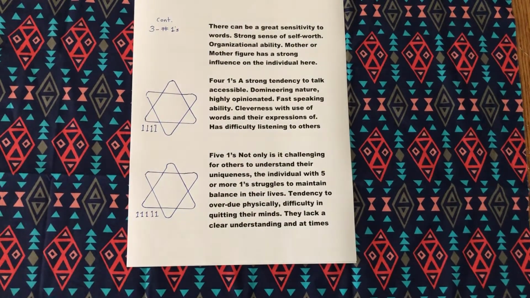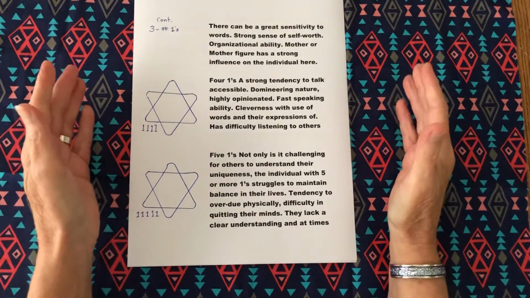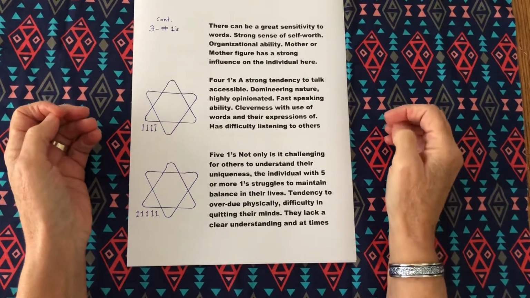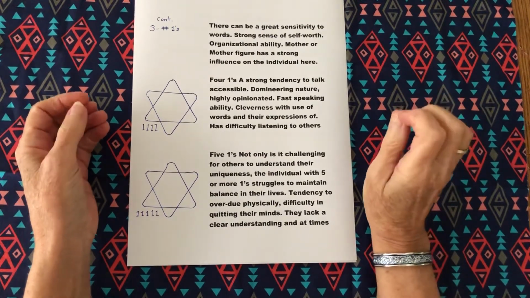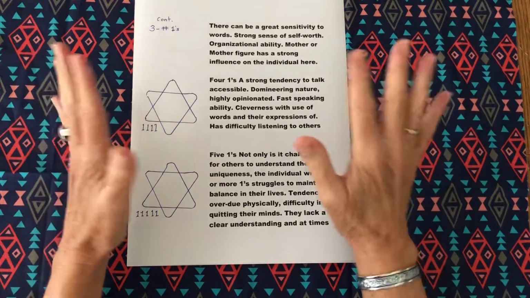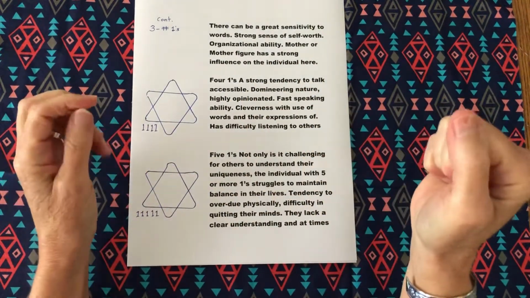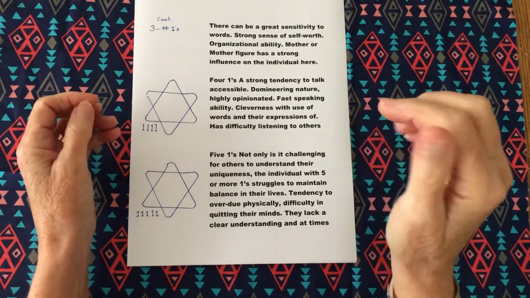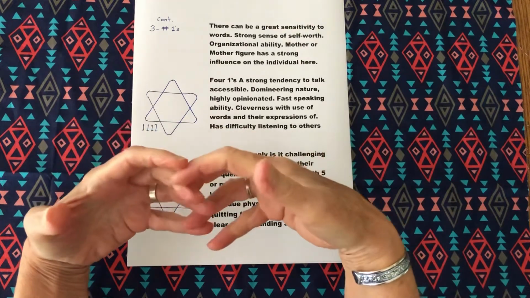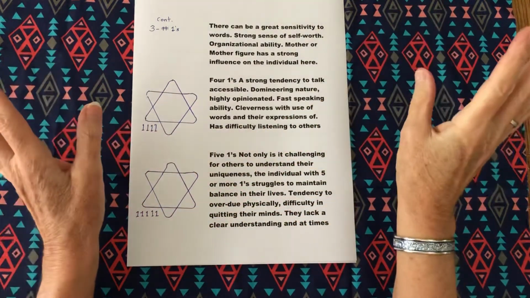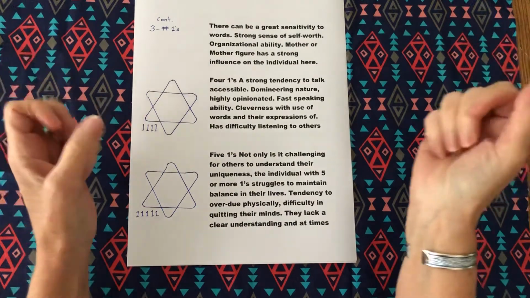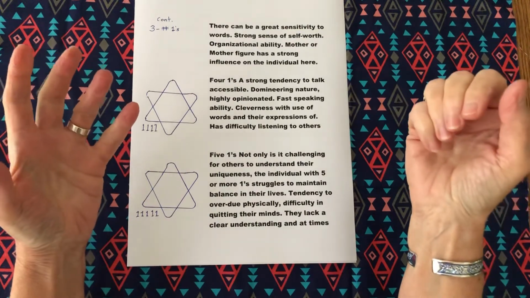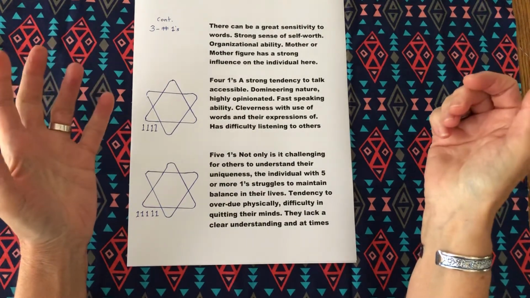All right, so what does that mean? Going with a little bit more information on 3 number 1s, there can be a great sensitivity to words. What do I mean by that? Especially hurtful words, or words that can be like for me, I can give you an example. I have 3 number 1s in my template. For some reason, curse words seem to bother me.